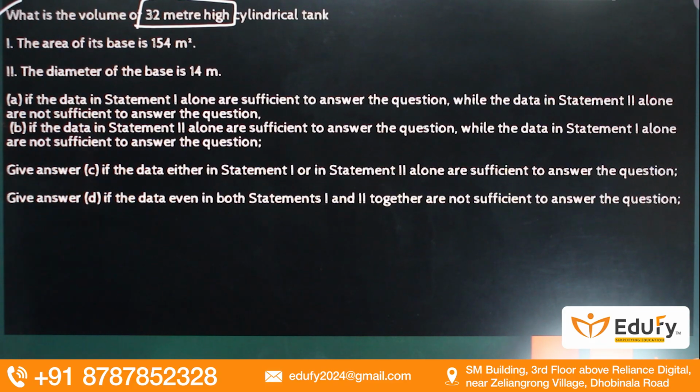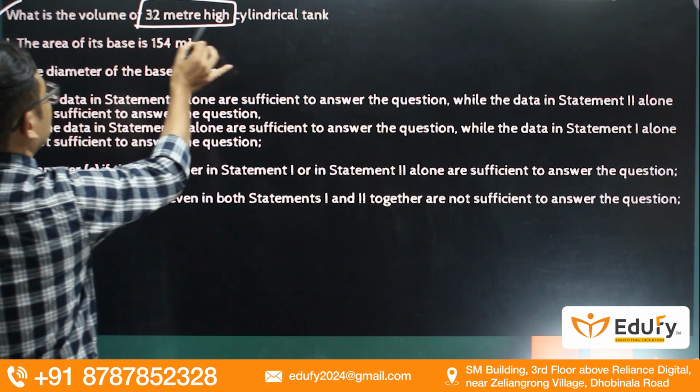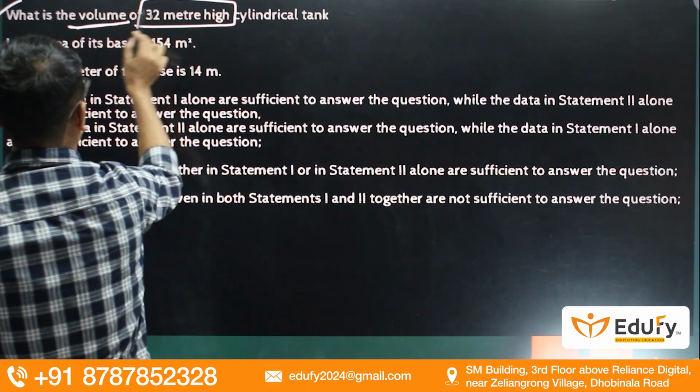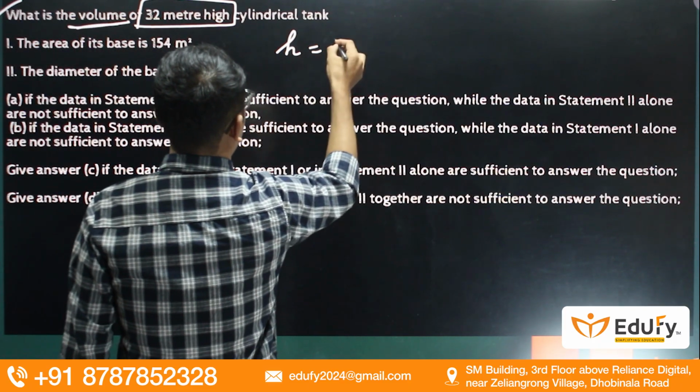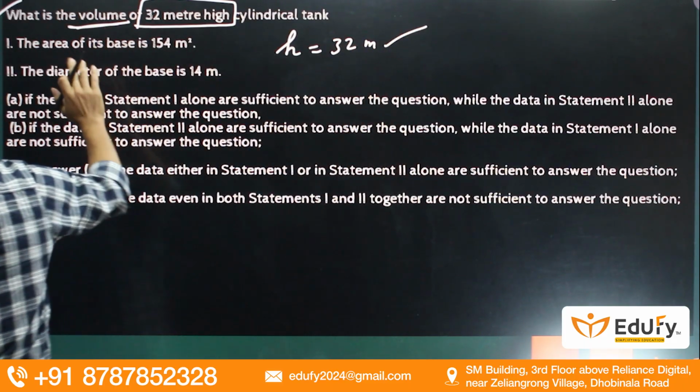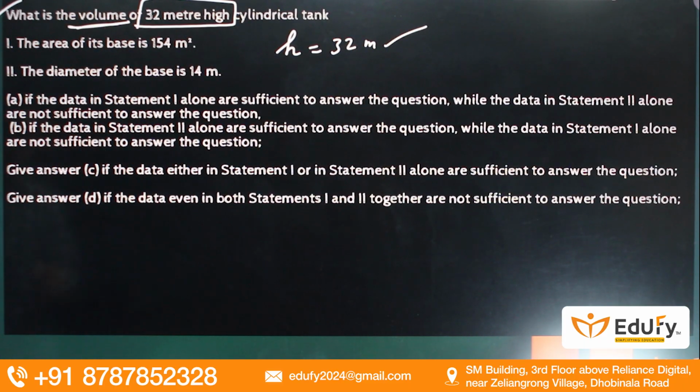First of all, they have already said the volume of a 32-meter high cylindrical tank. They're asking me what is the volume, and the height is given to you already, which is 32 meter here. So I will use this value for both statement 1 and 2. Let me go with statement 1 first, right? Statement 1, let us try to solve it.